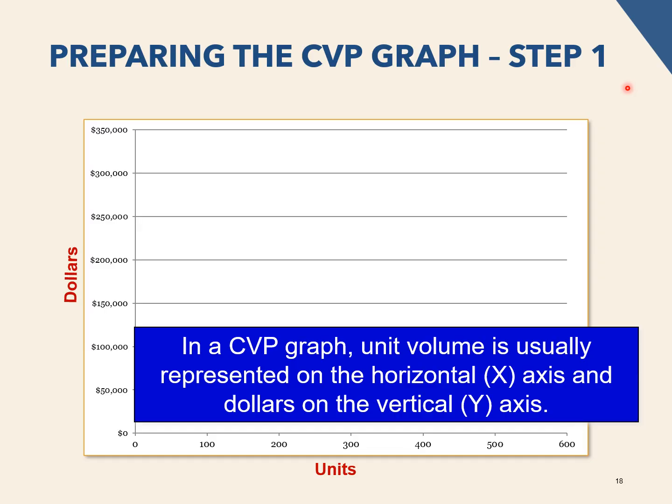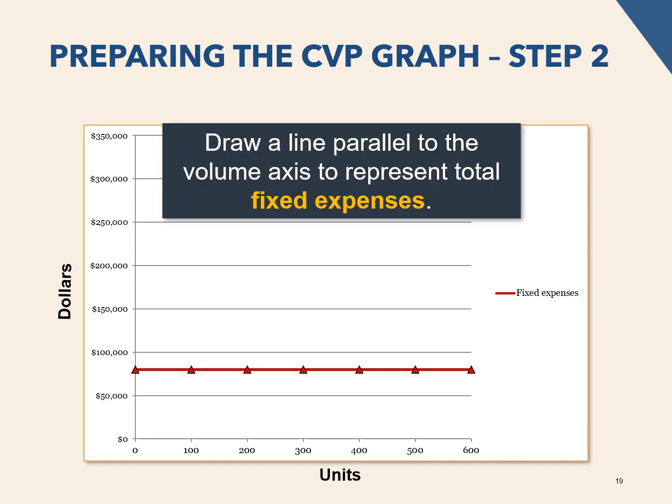This is step 1 for preparing the CVP graph. In a CVP graph, unit volume is usually represented on the horizontal x-axis here, and the dollars on the vertical or y-axis here. The second step is to draw a line parallel to the volume axis to represent total fixed expenses. So the total fixed expenses line is here, and that is $80,000, no matter how many units were sold.